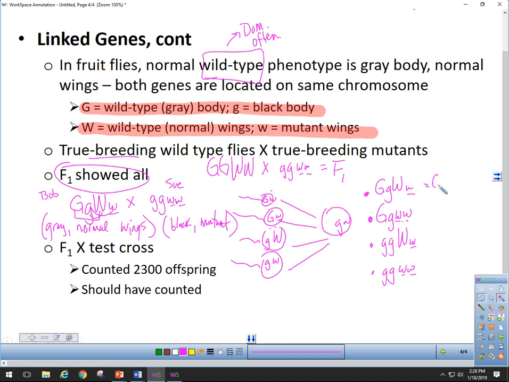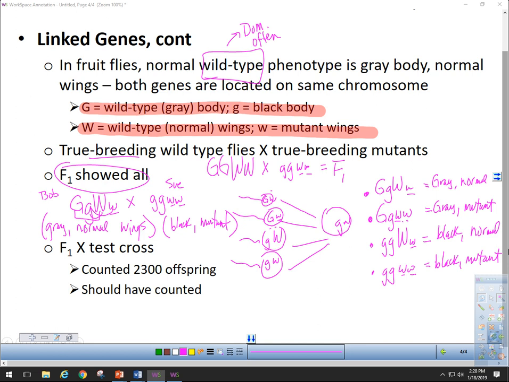Capital W, which is normal. Okay, this one right here is gray, little w is mutant wings. Okay, this one is little g, which is black, capital W, normal. This one is completely recessive, which is black, mutant.